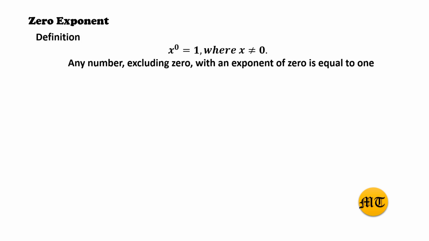First, let us define what a zero exponent is. We have here, if x is raised to 0 then it is equal to 1, where x is not equal to 0. Wherein any number excluding 0, with an exponent of 0, is equal to 1.